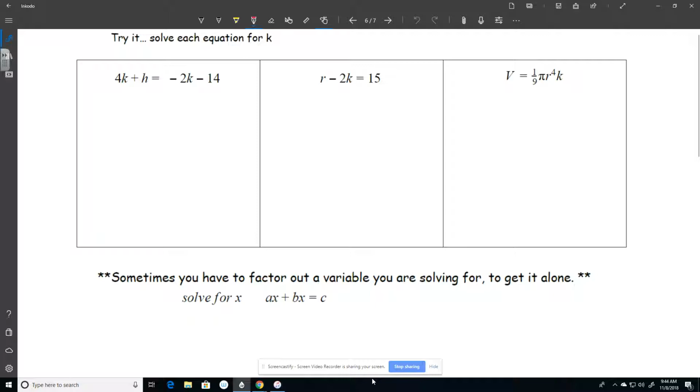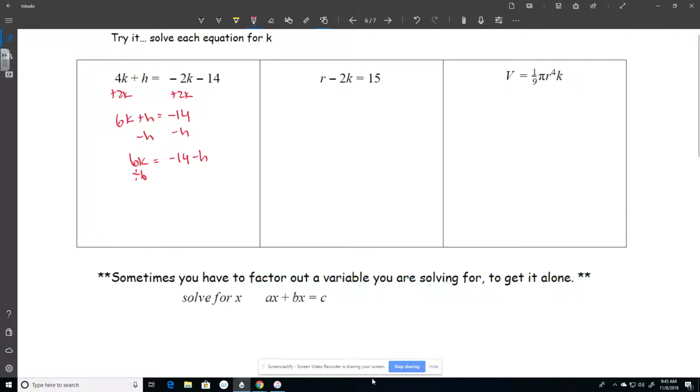All right. So a couple examples. Solve each of these for k. 4k plus h equals negative 2k minus 14. I've got to get my k's together first of all. So let's add 2k to both sides. So 6k plus h equals negative 14. To get rid of everything over here, I've got a 6 and a plus h. I've got to get rid of the plus h first. So 6k equals negative 14 minus h.